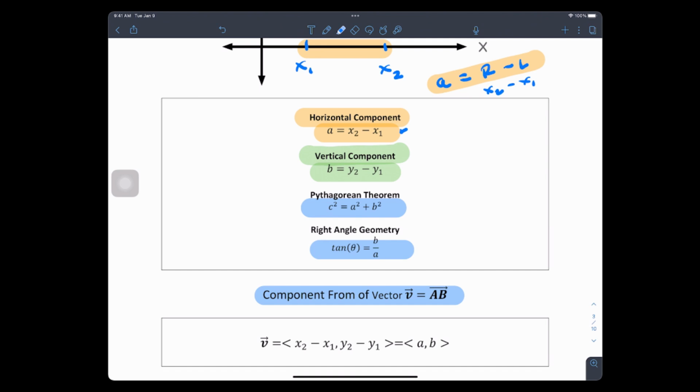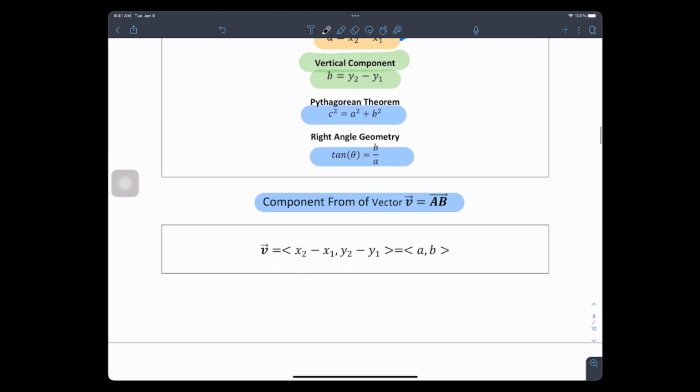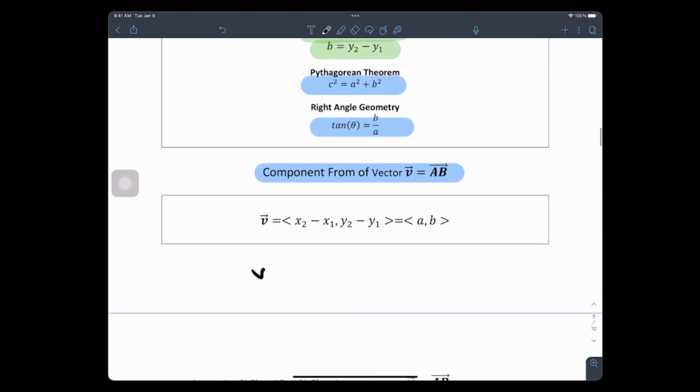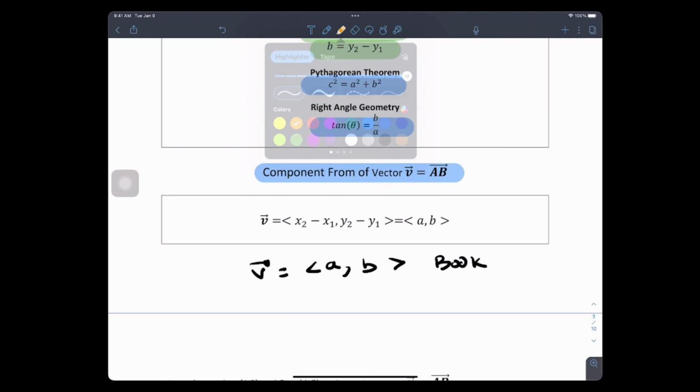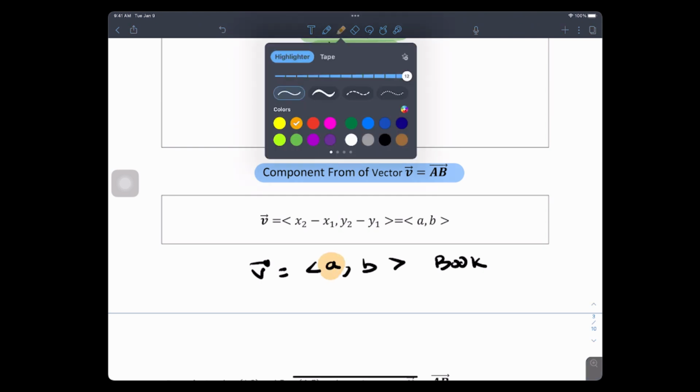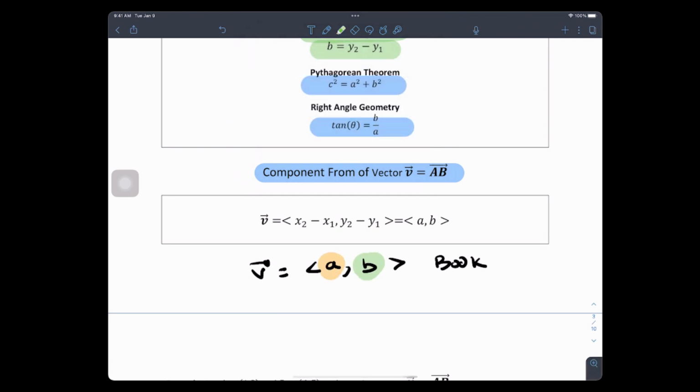So essentially, your book defines it this way, right? The book is going to say, hey, guess what? We want the component form of a vector. This is really what the book tells you is the component form. Okay? It is that A value, comma, B value.